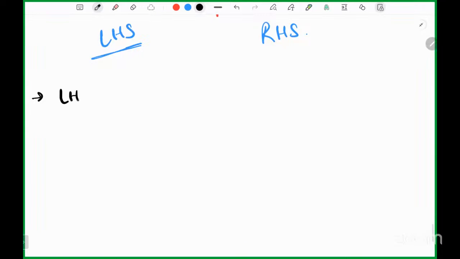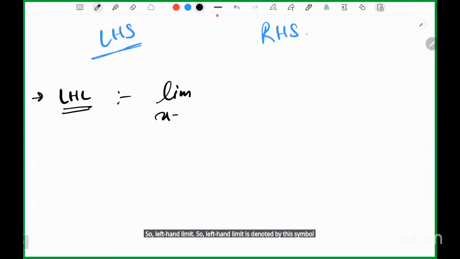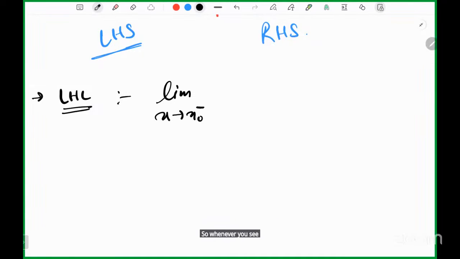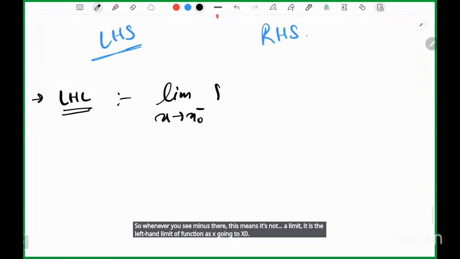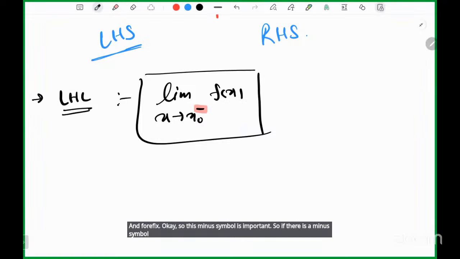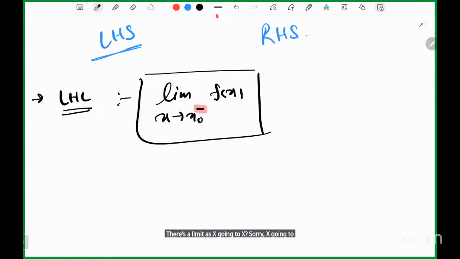So the left-hand limit is denoted by this symbol, limit x going to x naught to the power minus. Whenever you see minus there, this means it's not a general limit, it is the left-hand limit of the function f of x as x goes to x naught. So this minus symbol is important. It is the limit as x goes to x naught from its left-hand side.